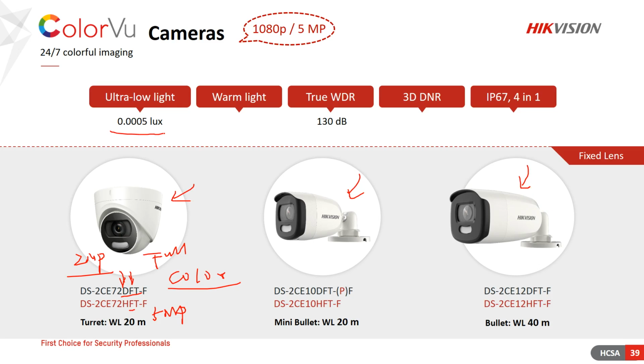So its minimal illumination can be 0.0005 lux. It adopts the warm light. 2WDR1 30 dB, the one we talked about before. 3DDNR, digital noise reduction technology. And this is IP67, which can be for outdoor, and 4-in-1. This is all about the color view camera.